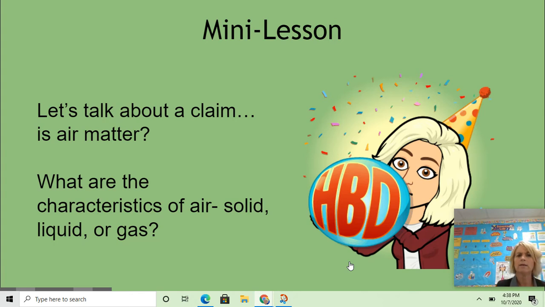So, is air matter? Matter takes up space. Matter has a weight. So here's a balloon, and I'm trying to determine, is air matter? So coming out of my mouth to my hand is some air. Let me try putting some of that air in this balloon.